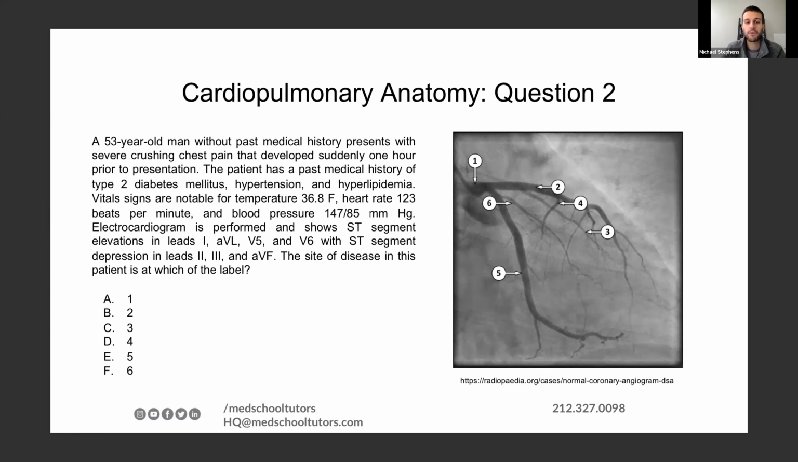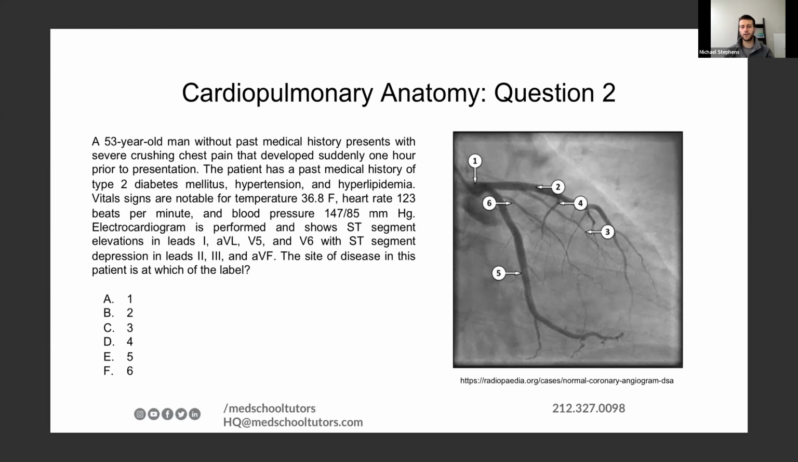A 53-year-old man without past medical history presents with severe crushing chest pain that develops suddenly 1 hour prior to presentation. This isn't tearing chest pain. This is crushing chest pain. He has a past medical history of diabetes, hypertension, and hyperlipidemia. His vitals, he's tachycardic as well, a little hypertensive. And then his EKG is a little concerning. He has ST segment elevations in leads 1, AVL, V5, and V6. And he has ST depression in leads 2, 3, and AVF. So what do you guys make of that? What's going on in this guy?